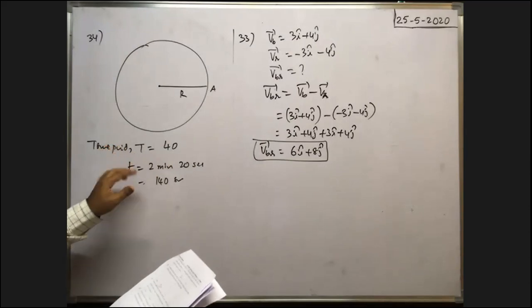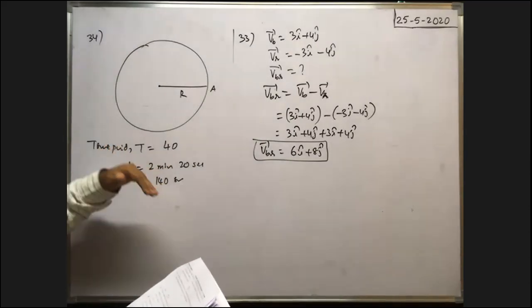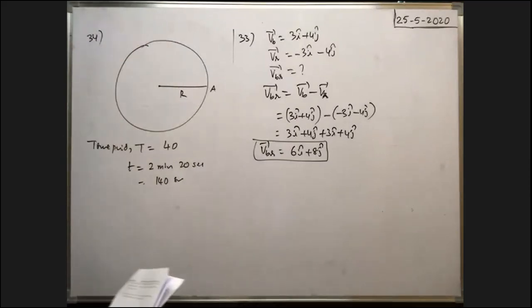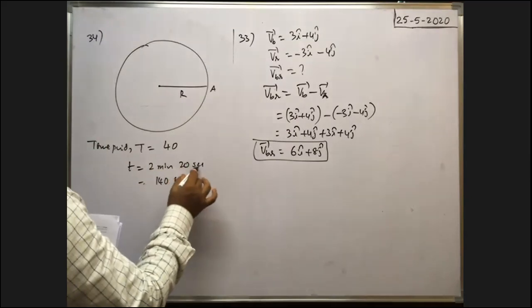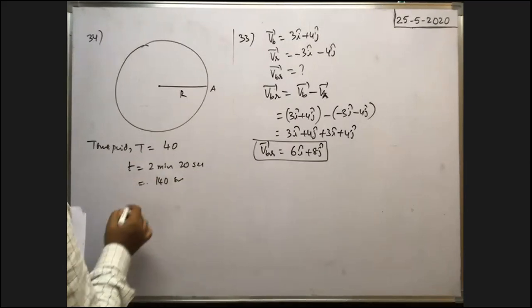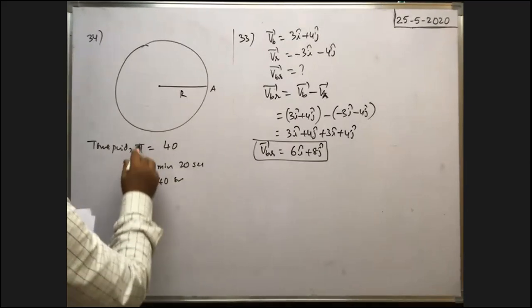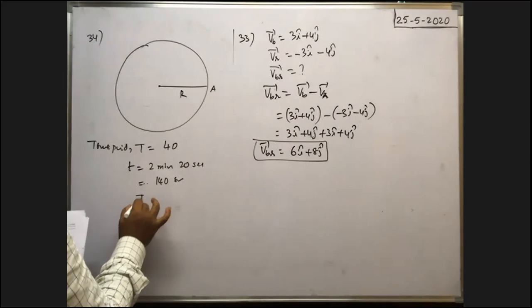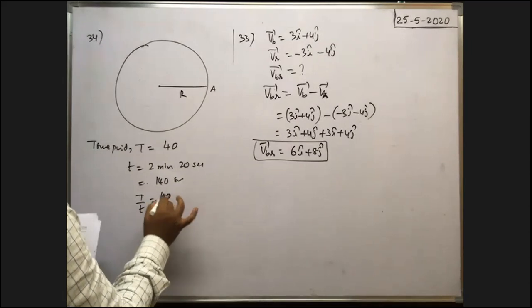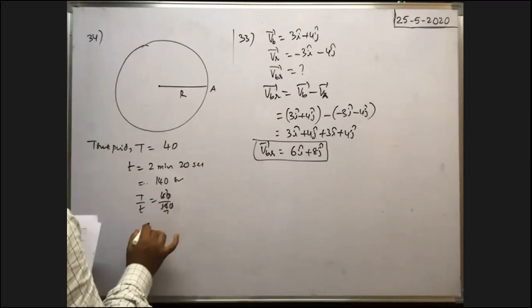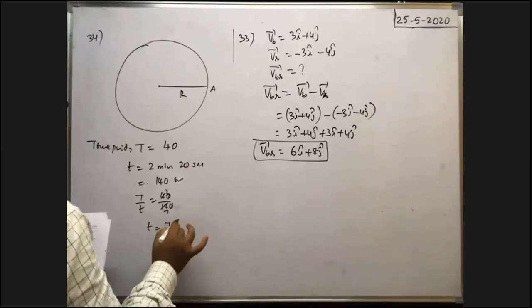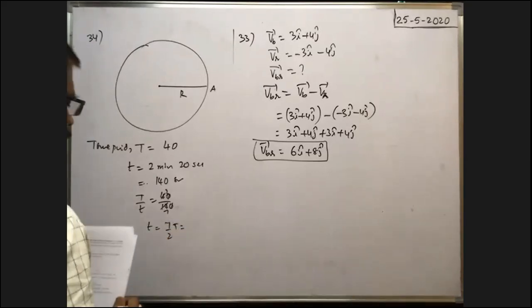At t equal to 2 minutes 20 seconds, we first have to locate where the person lies on the circular track. 2 minutes 20 seconds means 140 seconds. Therefore, divide these two: capital T by small t is equal to 40 by 140. The zeros cancel, so t is equal to 7 by 2 into capital T.